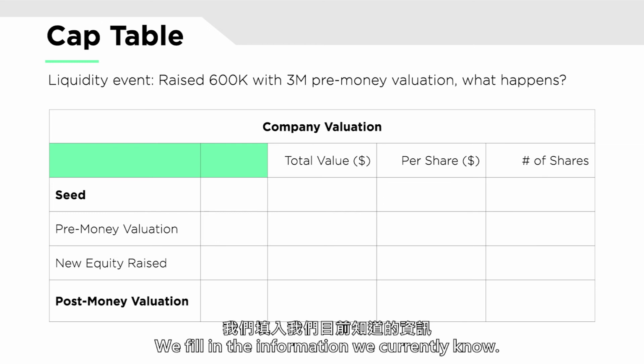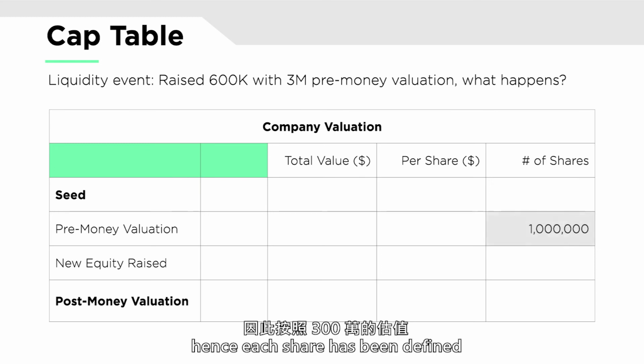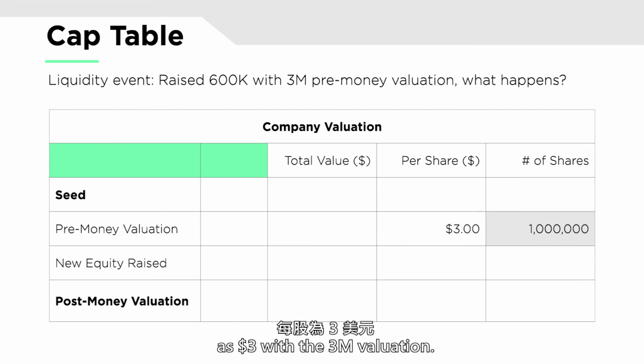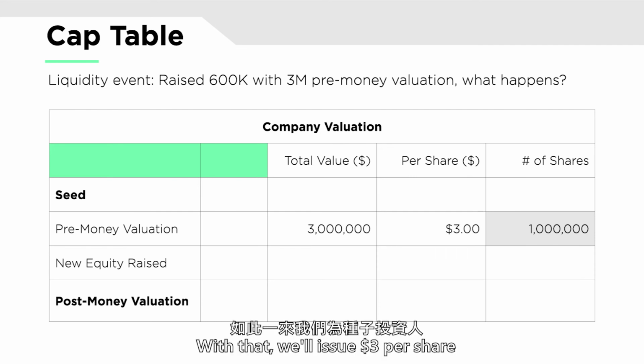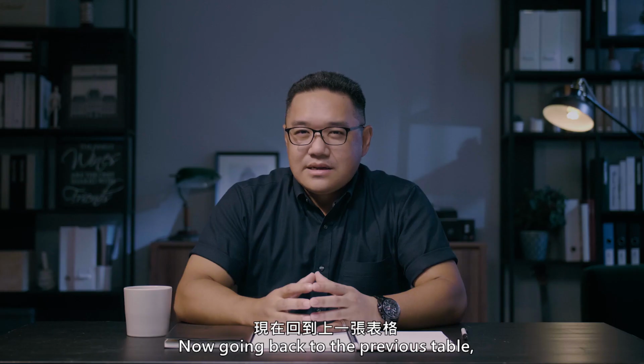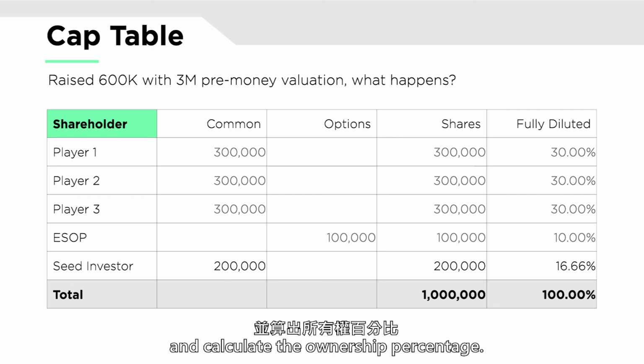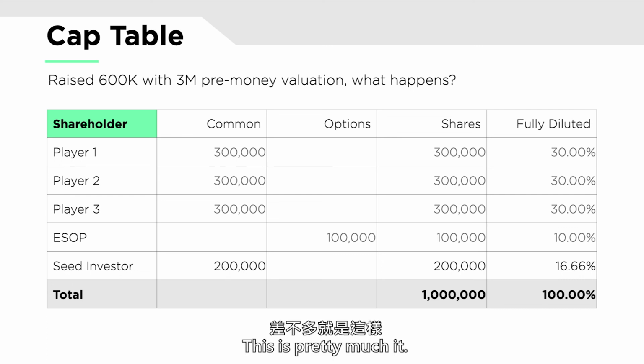Now it should be easy. We fill in the information we currently know. From the previous table, we know the company has issued 1 million shares, hence each share has been defined as $3 with a $3 million valuation. With that, we'll issue shares at $3 per share for the seed investors. In turn, they'll get 200,000 shares. Now, going back to the previous table, we'll add a column for the seed investors and calculate the ownership percentage. This is pretty much it.